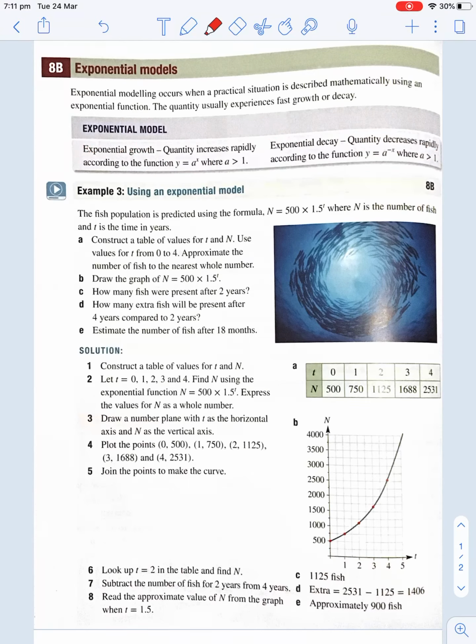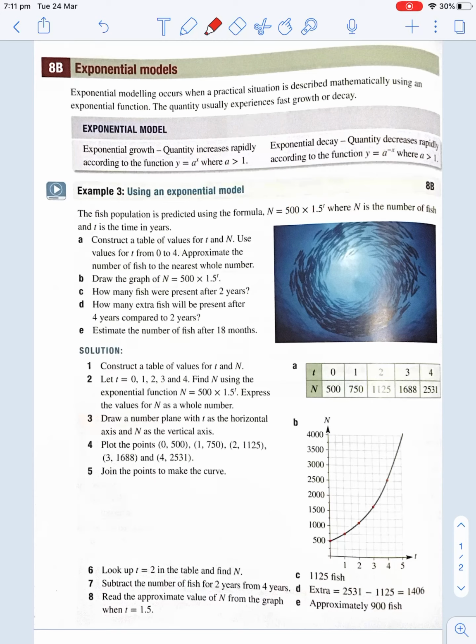A typical example is a fish population. The fish population is going to increase over time as fish breed with each other, and you can model it using this equation here. This equation is an exponential model because of this power of t. Instead of an x, it's a t, but that's still a variable. Your variable is still a power, so it is still an exponential model. You also have to be able to understand and deal with these numbers here, this 500 times and the 1.5.